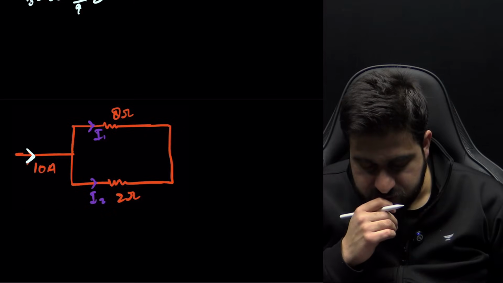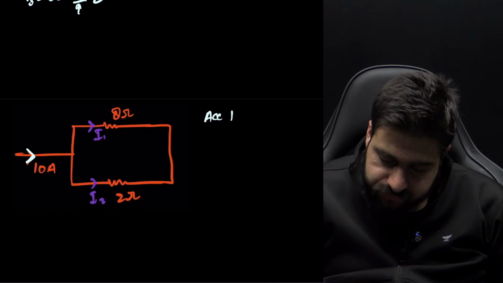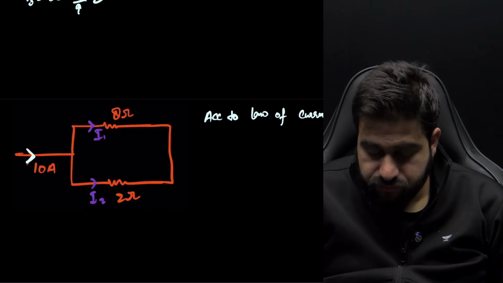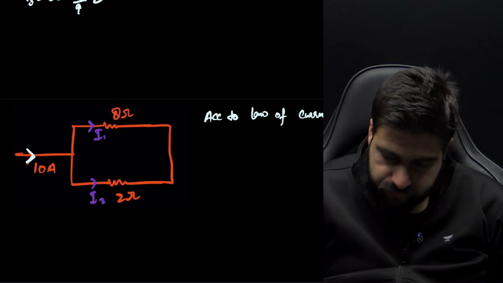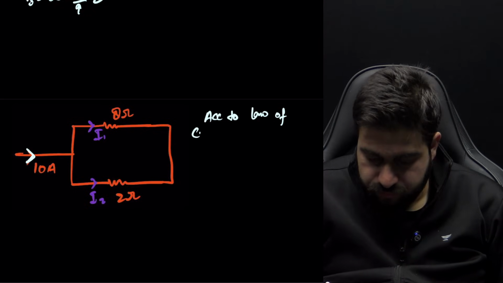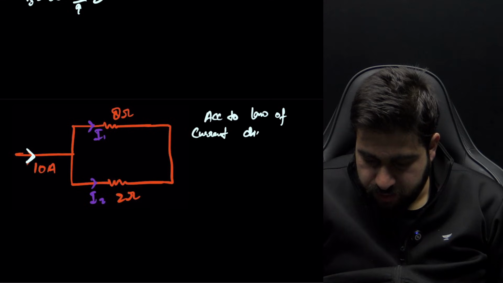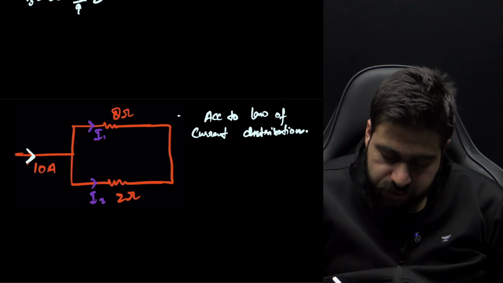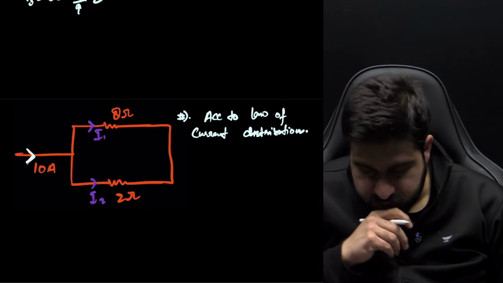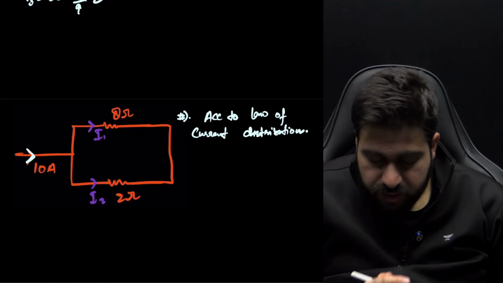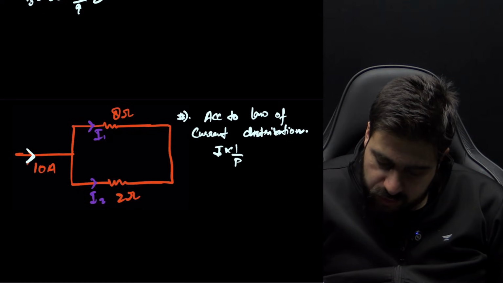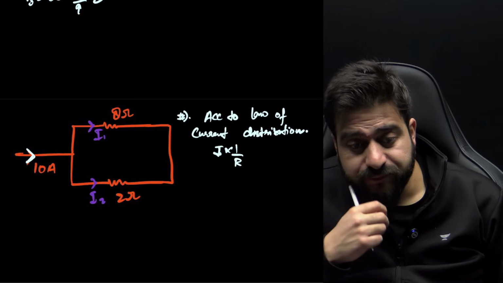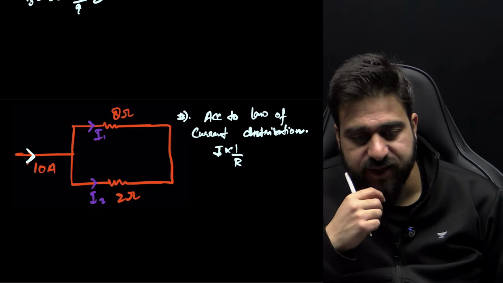Law of current distribution says, according to the law of current distribution, listen carefully, I is inversely proportional to R in parallel combination. The one which has large resistance will have less current flowing in it.